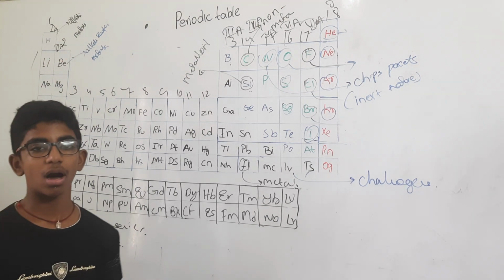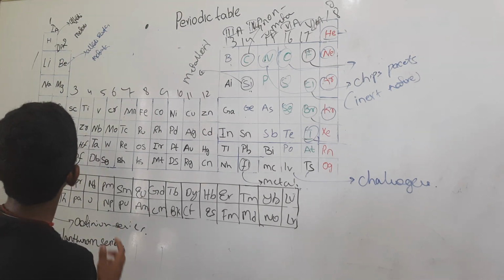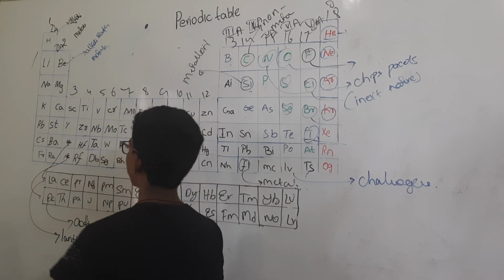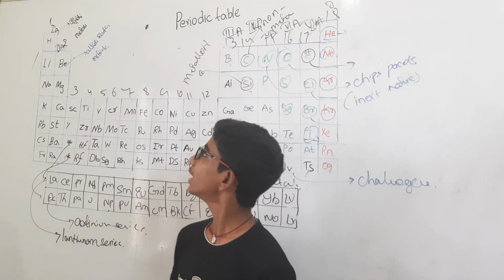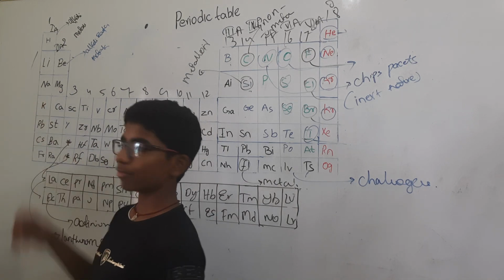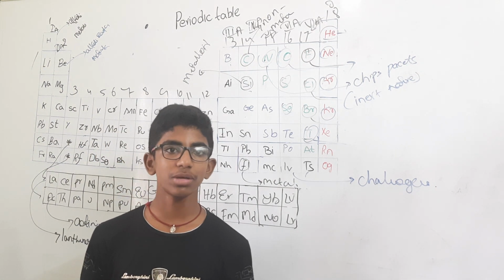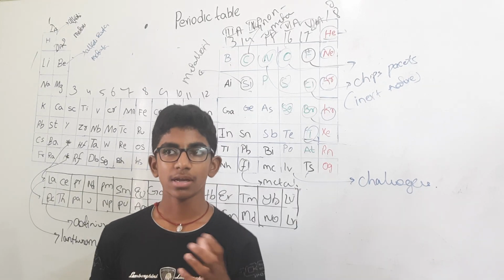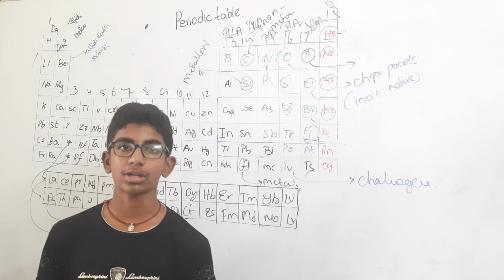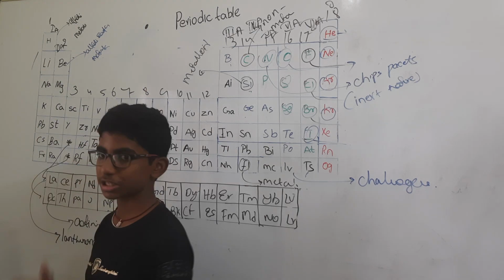Okay, after that, the main first group is the alkali metals group. This has hydrogen, lithium, sodium, potassium, rubidium, cesium, francium. In this, sodium is present in our salt, NaCl, and sodium burns vigorously when it reacts with water. So there are so many uses in the first group.